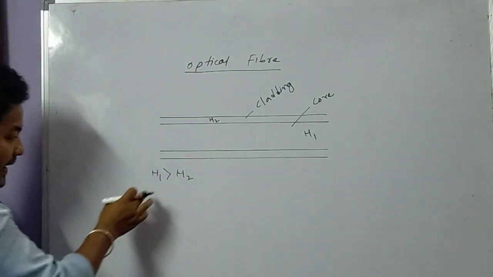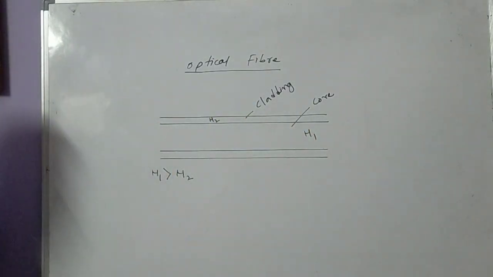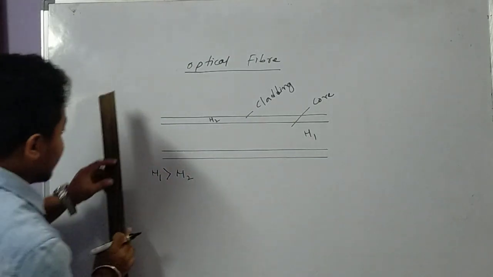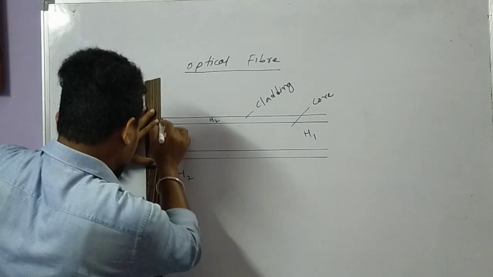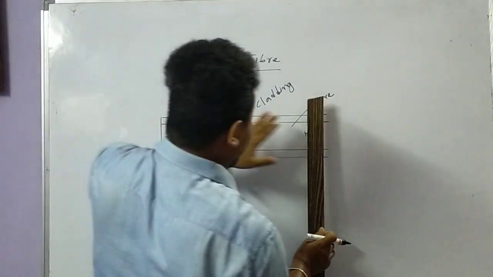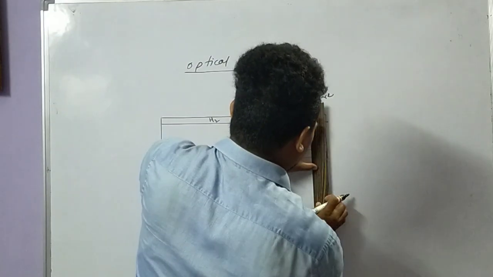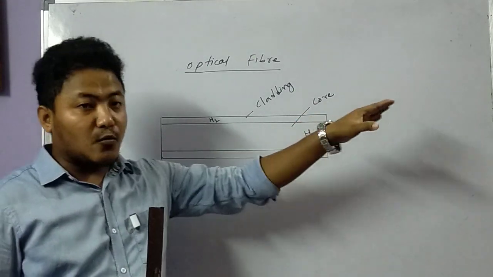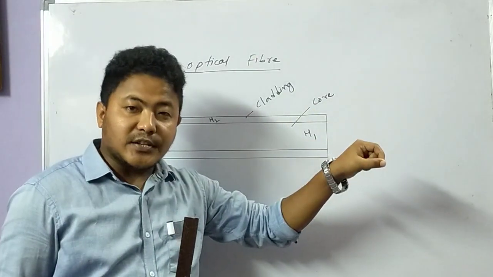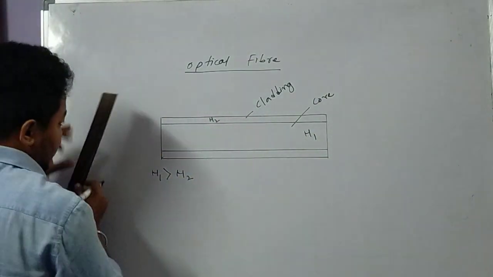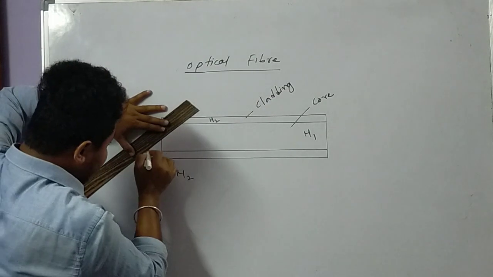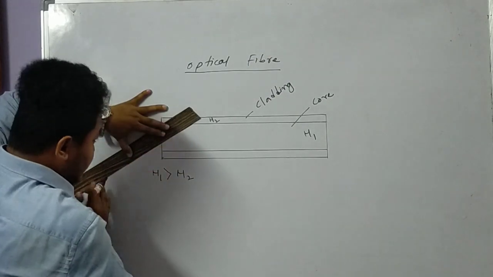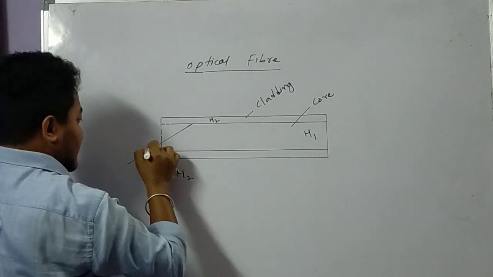As mu1 is denser than mu2, suppose you are now ready to send a signal, and I close this particular side, like that. If you want to send some signal through this wire, how will total internal reflection affect the optical fiber? If I send a signal like that, a signal has been sent.